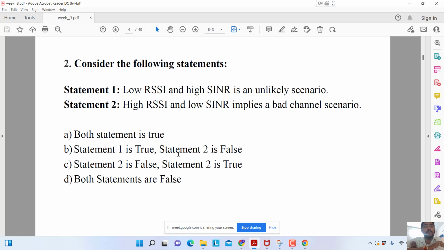If anybody knows the answer, please speak. Guys, is the question clear? Please speak.